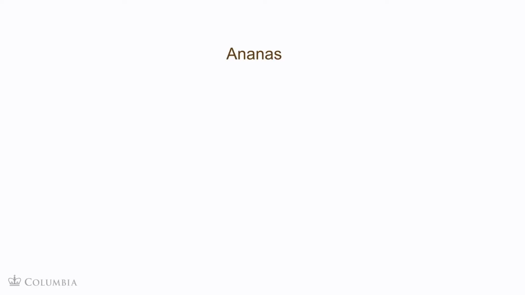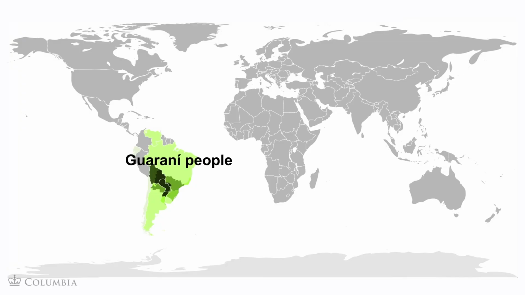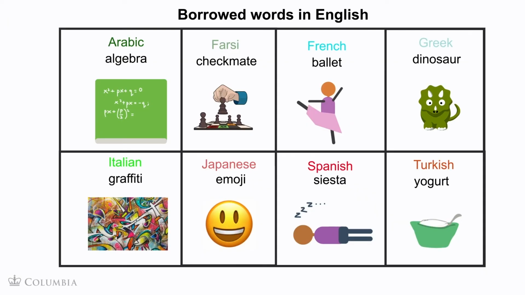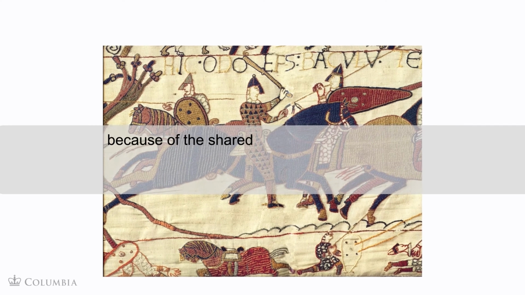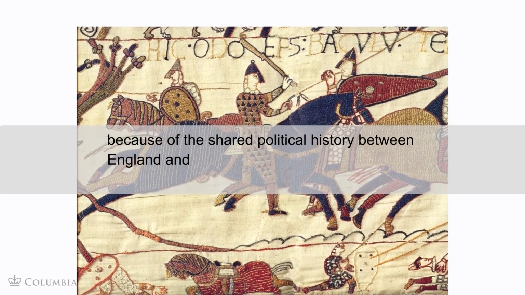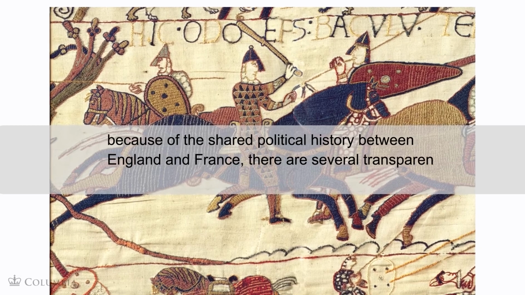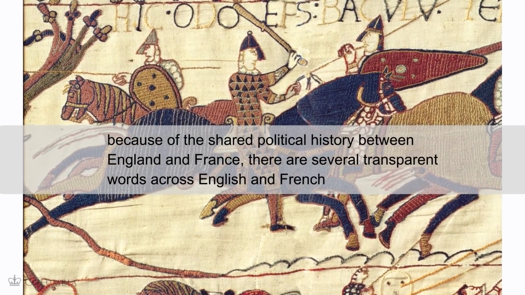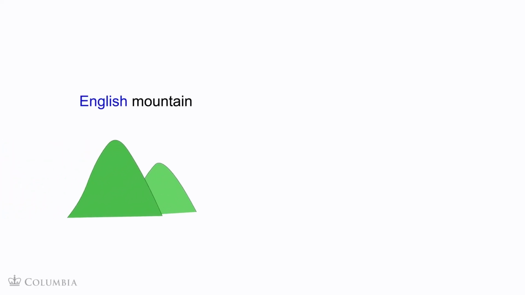In fact, ananas itself is derived from the word nanas in the South American indigenous language Old Tupi, spoken by the Guarani people in many places across South America. As we can see from all these examples, every language contains many words that come from languages outside its language family. For example, because of the shared political history between England and France, there are several transparent words across English and French. Let's take the word mountain as an example.